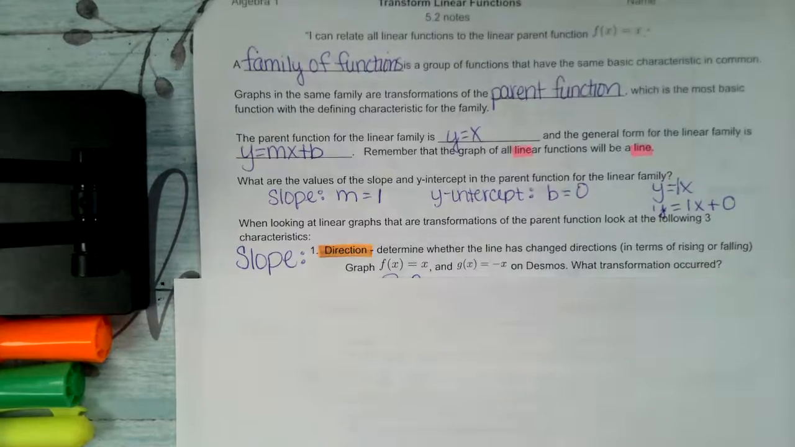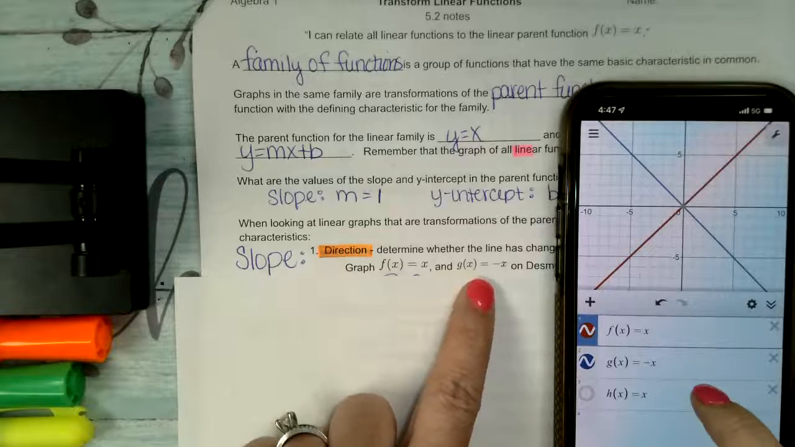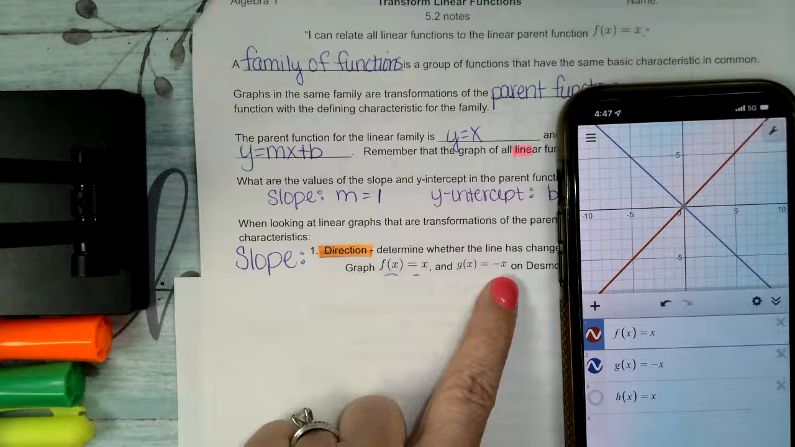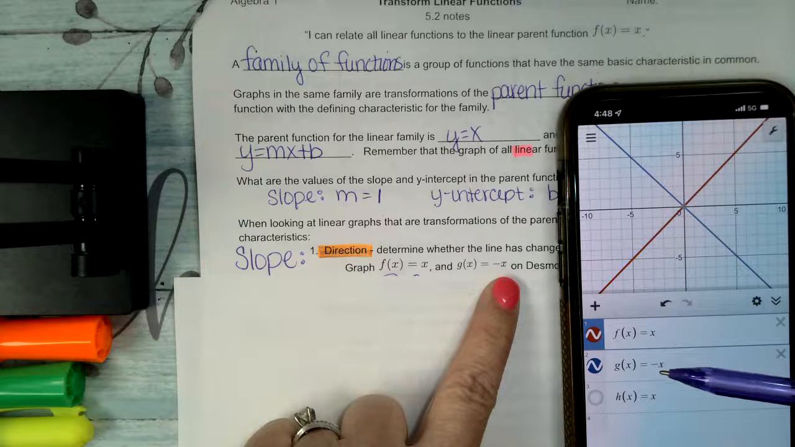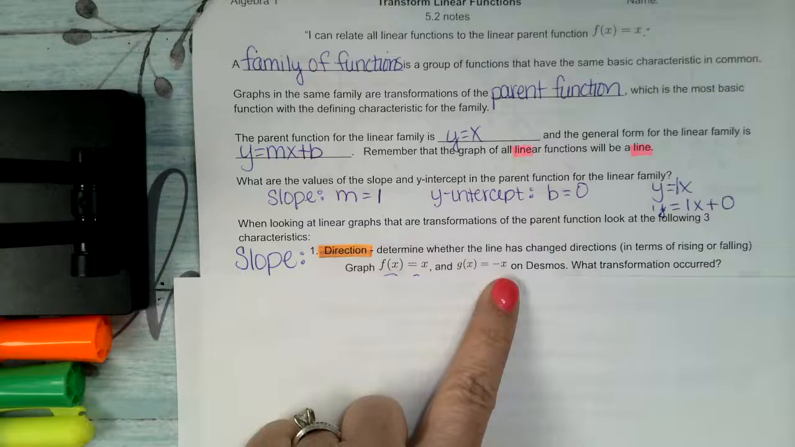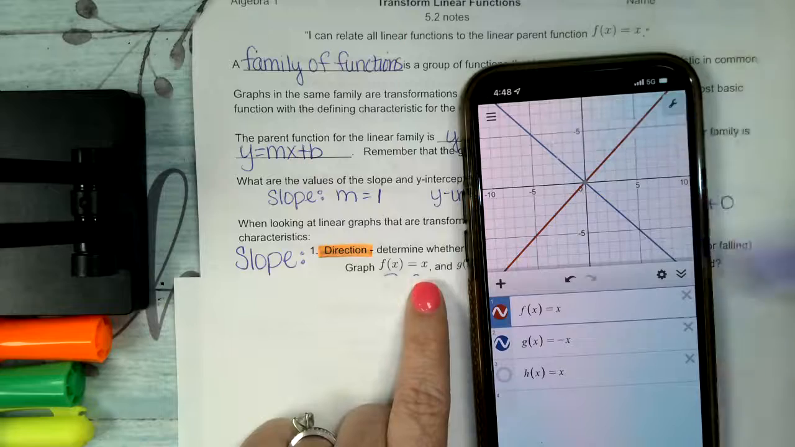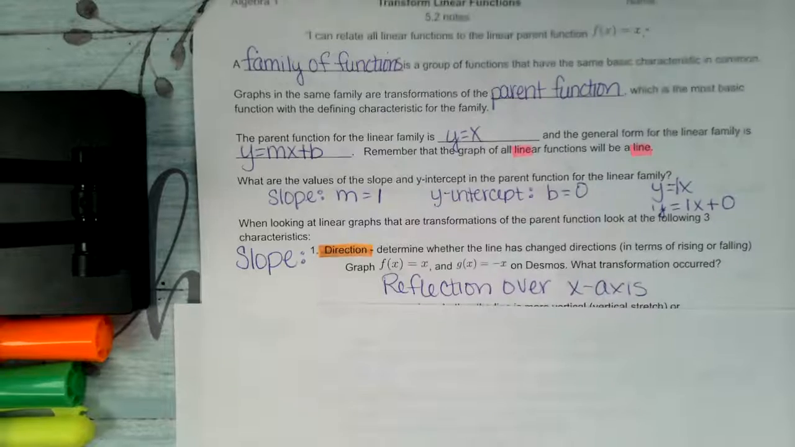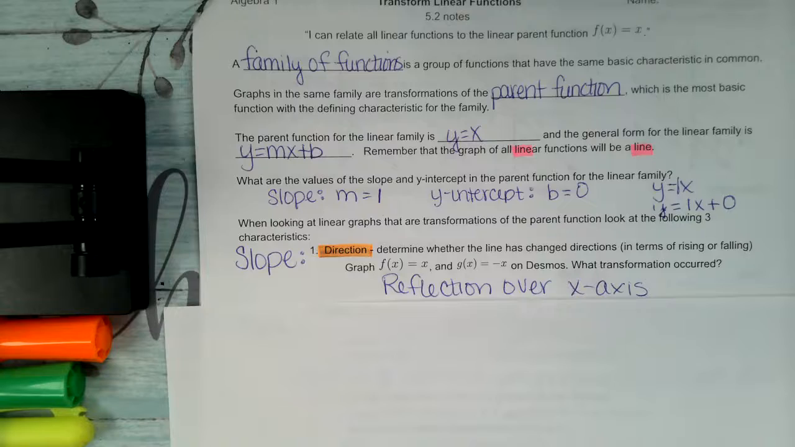If I have this graph, f of x equals x, which is the parent function, and I compare it to the function g of x equals negative x, notice that the direction changed. What did you notice about the slope? On the parent function, the slope is 1. On the g of x function, the slope is negative 1. Anytime you have that negative, it ends up making an exact reflection across the x-axis. So anytime it goes from a positive to a negative, you're talking about a reflection across the x-axis.